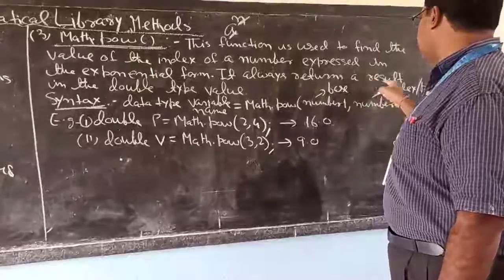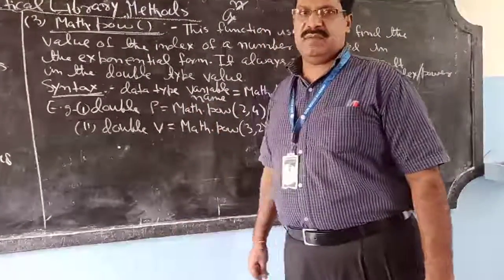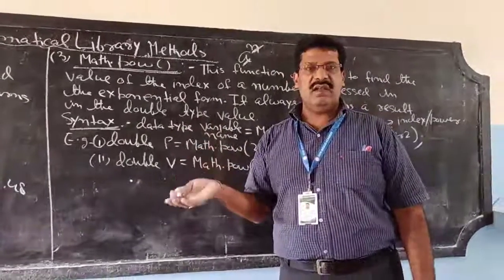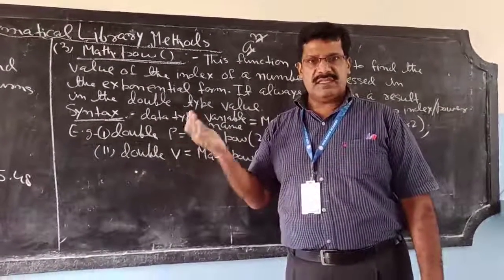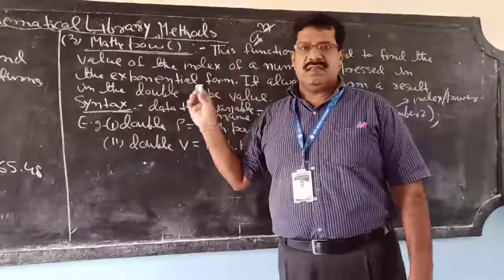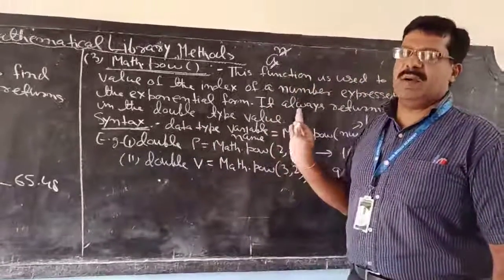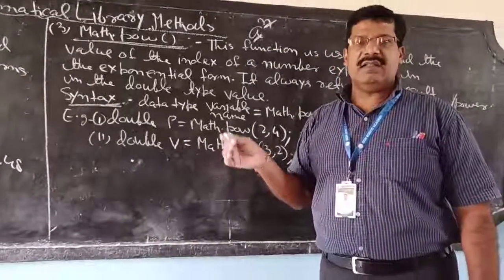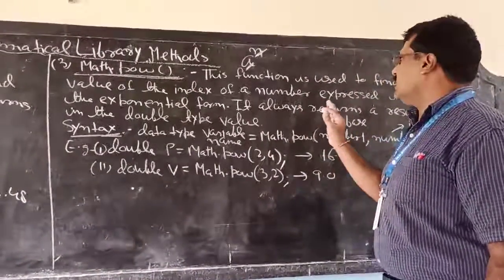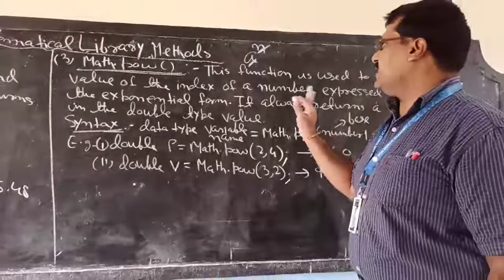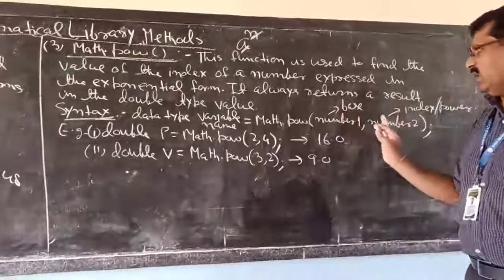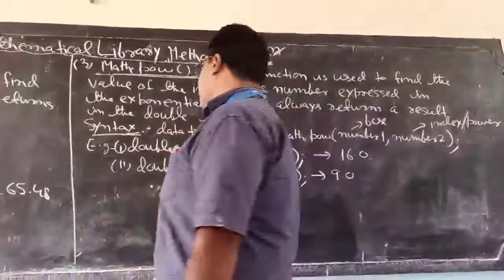It always returns our result in the double data type. So it is not like the max or min function. In the min or max function, the return data type is decided according to the return value, but this is fixed. In this case, the return data type is always double, and if there is no fractional part, then 0.0 is added. So the Math.pow function is used to find the value of the index of a number expressed in the exponential form, and it always returns a result in the what data type? Double data type.